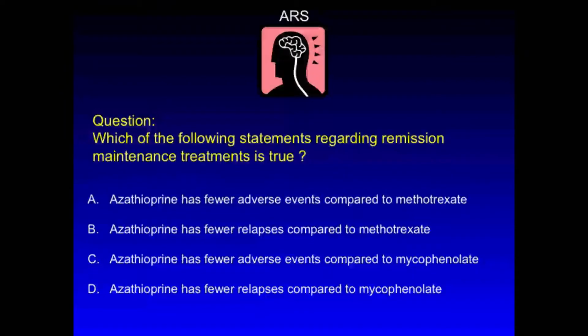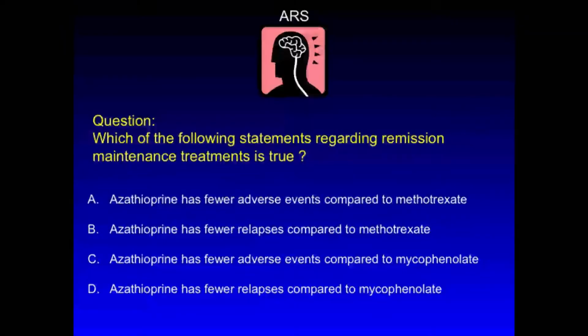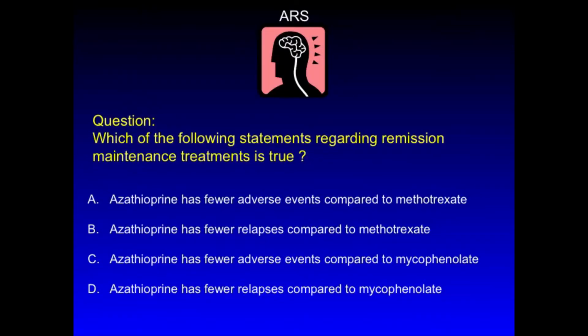So as we leave the induction phase and start to look at the maintenance phase, we have another audience response question. Which of the following statements regarding remission maintenance treatments is true? A, azathioprine has fewer adverse events compared to methotrexate. B, azathioprine has fewer relapses compared to methotrexate. C, azathioprine has fewer adverse events compared to mycophenolate. Or D, azathioprine has fewer relapses compared to mycophenolate.